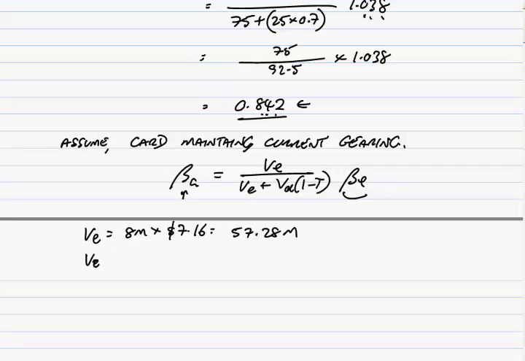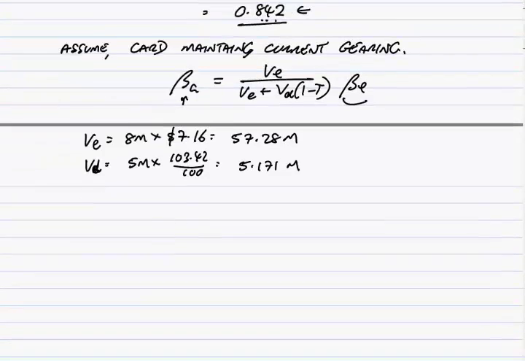The market value of debt, VD, 5 million nominal, 103.42 for every 100, is 5.171 million. And so let's stick it in the formula.